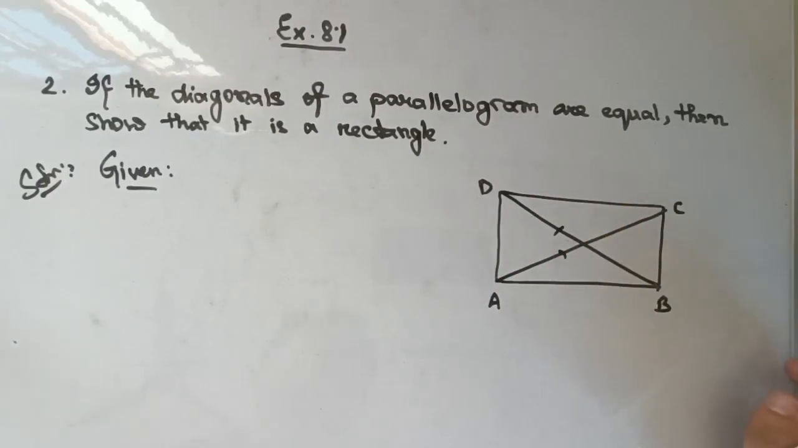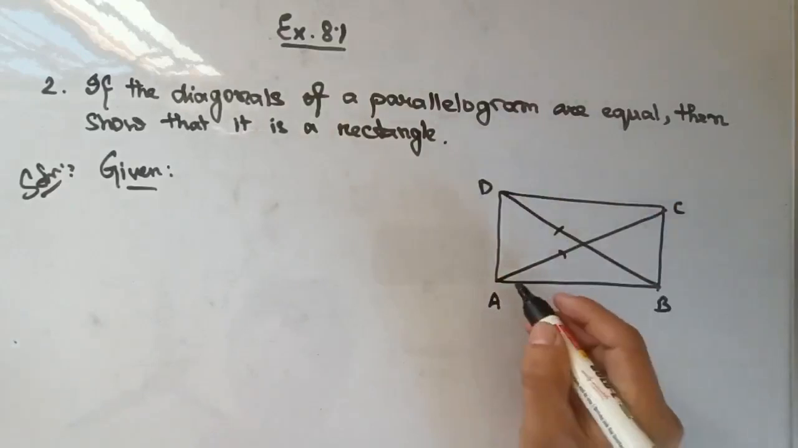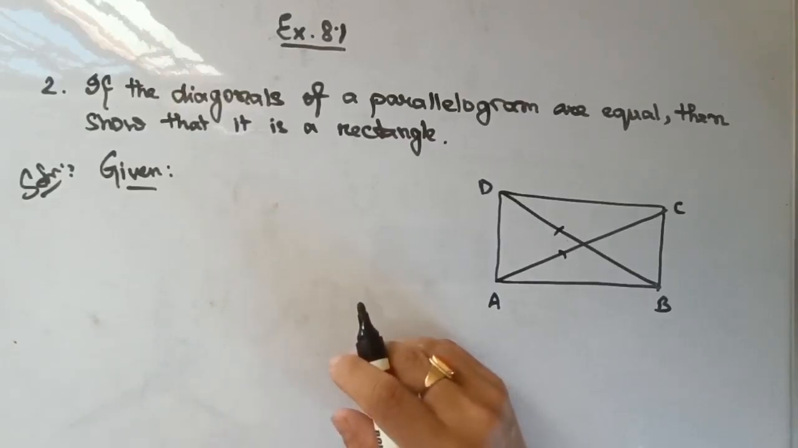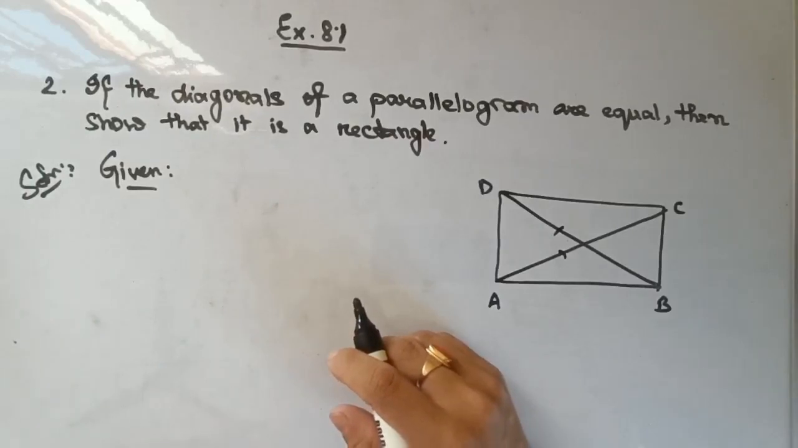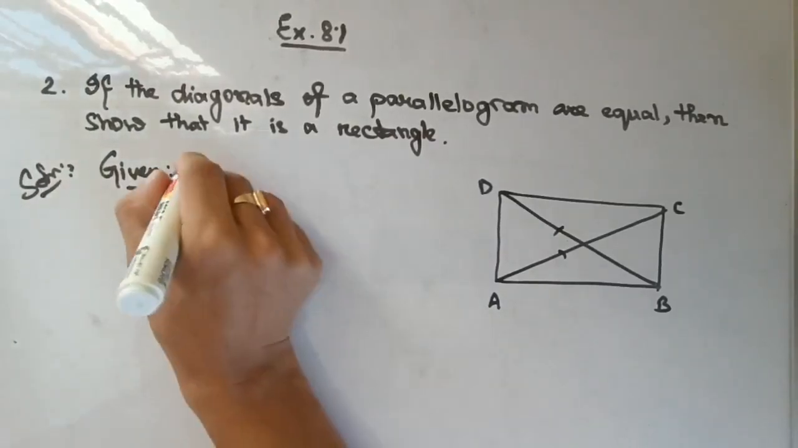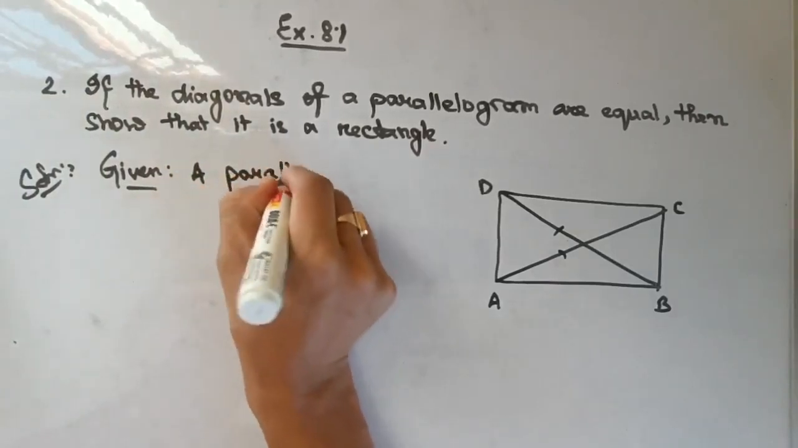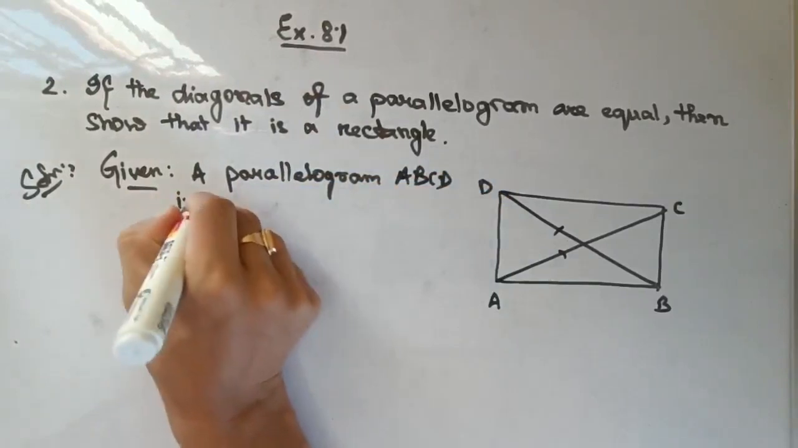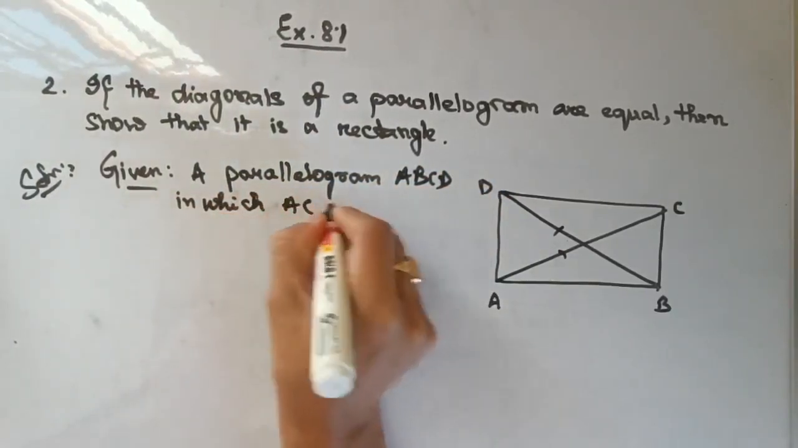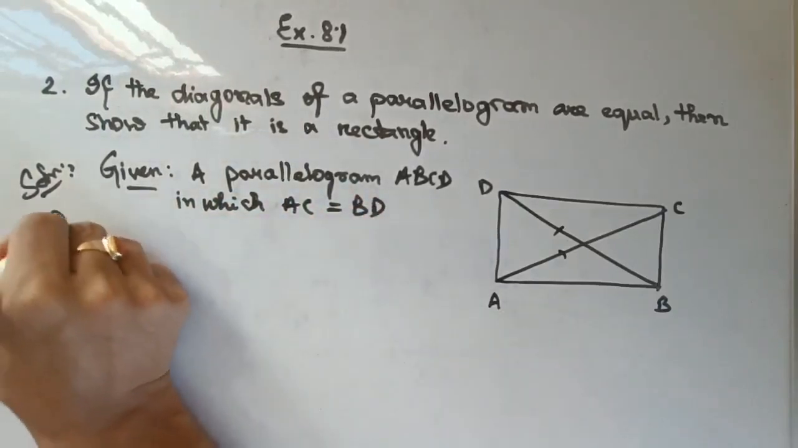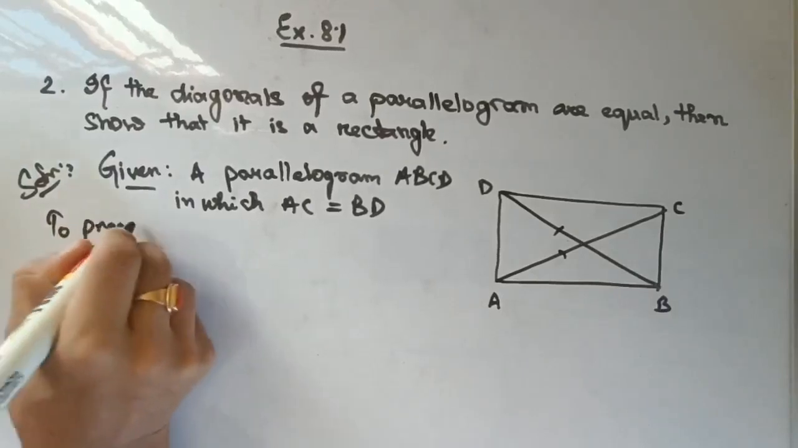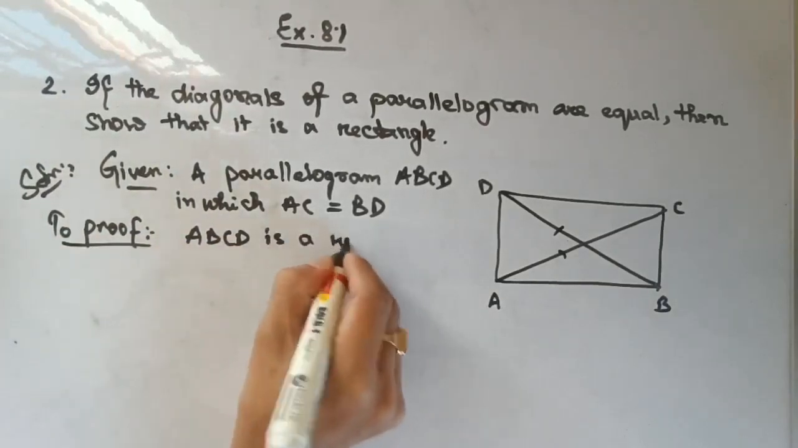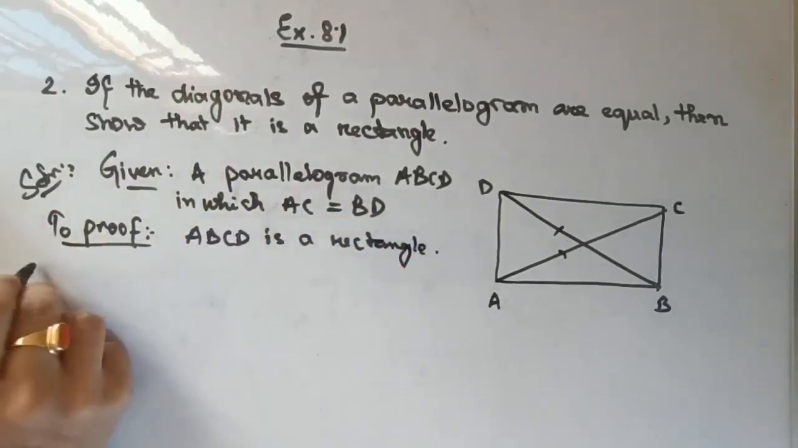But to prove this, if we are able to prove that one of the angles of the parallelogram, either angle A, B, C, or D, is 90 degrees, then we can say that the given parallelogram is a rectangle. So first let us write down the given information. Given a parallelogram ABCD in which the diagonals AC is equal to BD. Then to prove, ABCD is a rectangle.